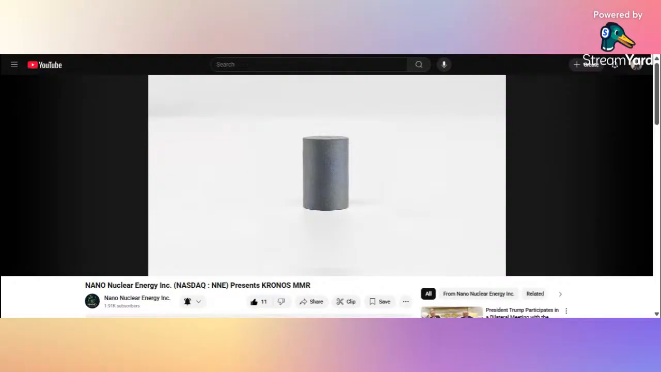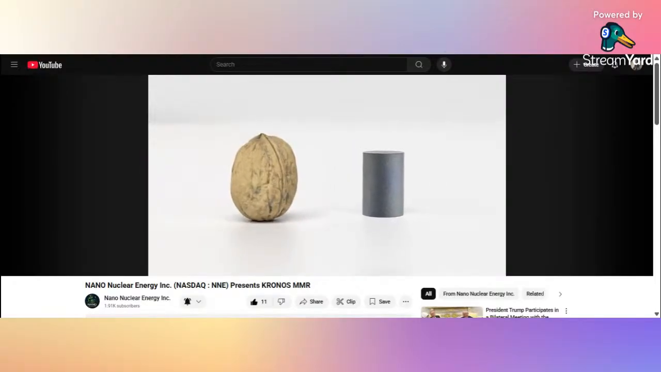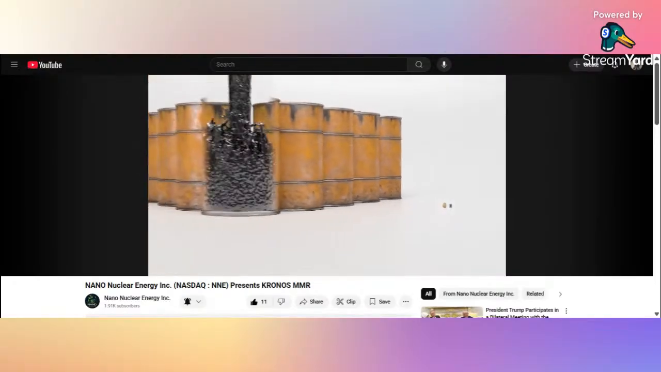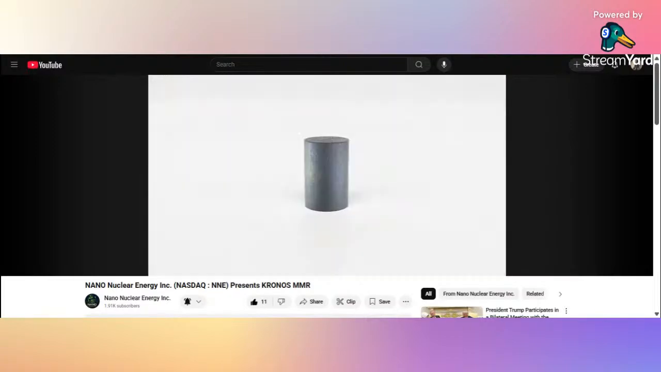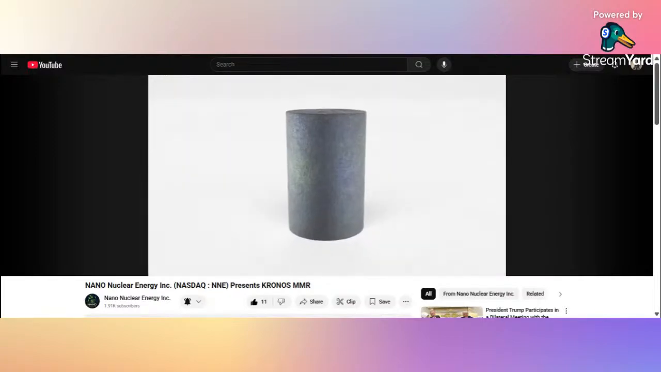This little guy packs a big punch. It's the size of a walnut and can release the same energy as 2,000 liters of diesel. Not bad for a rock. With so much power comes great responsibility.